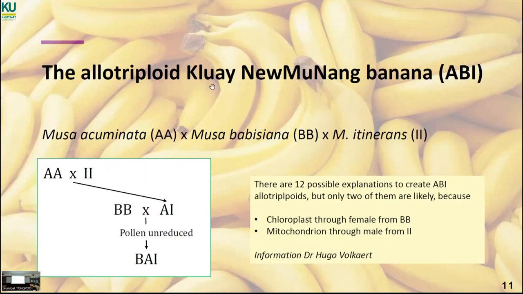But the very interesting thing is, Hugo also told me that chloroplasts transmit only through the female from the BB, that is what has been established by the analysis. So in other words, this combination is possible. If you have A as the female, you will not be able to explain it. The mitochondria, however, they transmit through the male from the I genome.